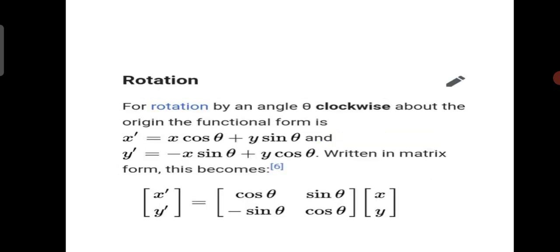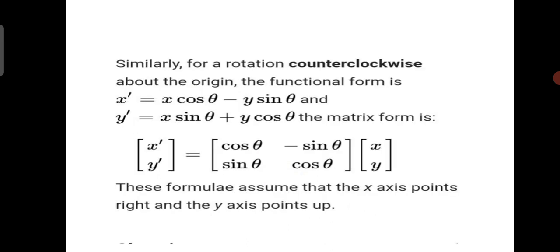Consider rotation by an angle theta clockwise about the origin. In functional form, x' = x cos theta + y sin theta and y' = -x sin theta + y cos theta. In matrix form, this becomes [x'; y'] = [cos theta, sin theta; -sin theta, cos theta] [x; y].